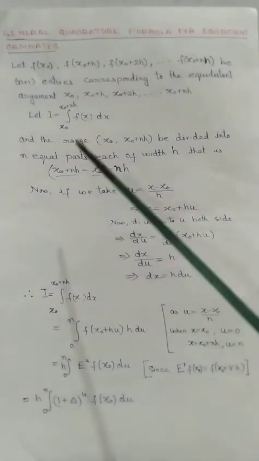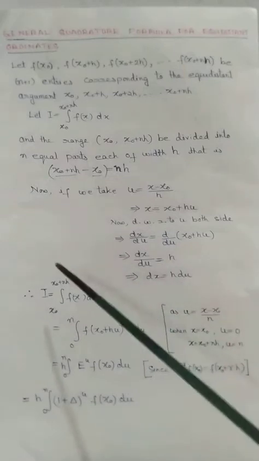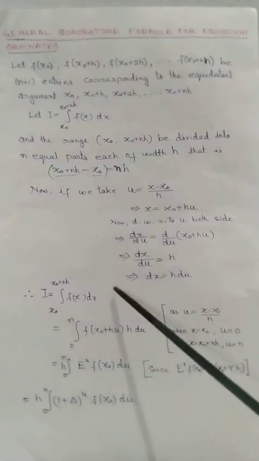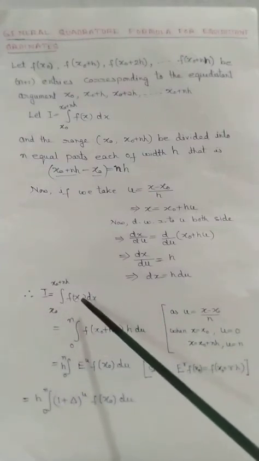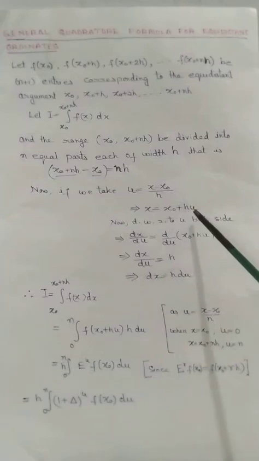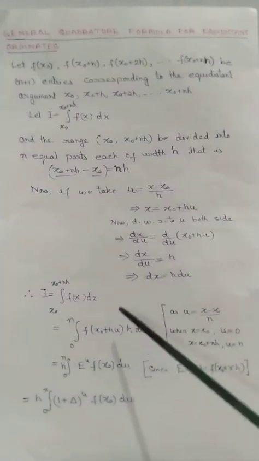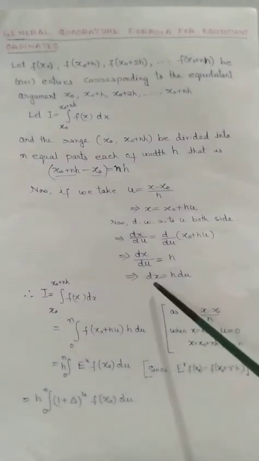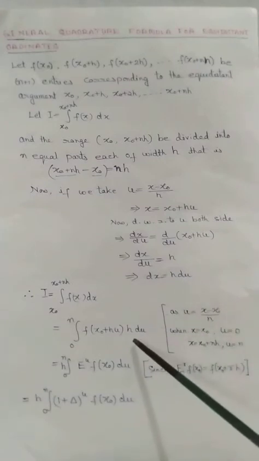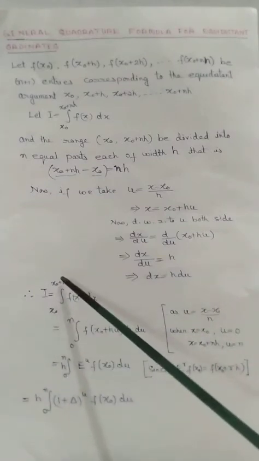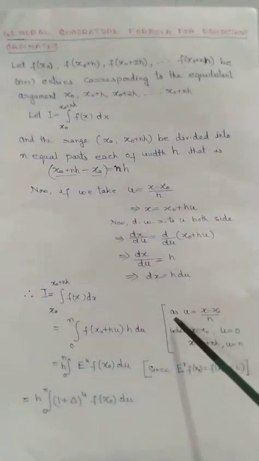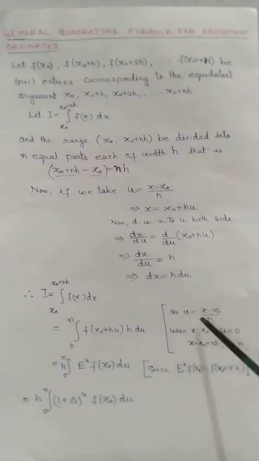Now coming to the original integration, we need to write this in u form. So this is our original integration. In place of x we write x naught plus hu. Now dx, we know, is h du. We just put it here, h du. Now we need to change the limits also into u form, because they are in x form. So as we know, u is equal to x minus x naught divided by h.